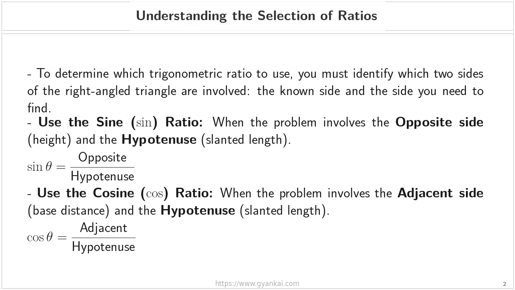On the other hand, use the cosine ratio. You will use cosine when the problem involves the adjacent side, which represents the horizontal base distance, and the hypotenuse, or the slanted length. We write this as cosine theta equals the ratio of the adjacent side over the hypotenuse.